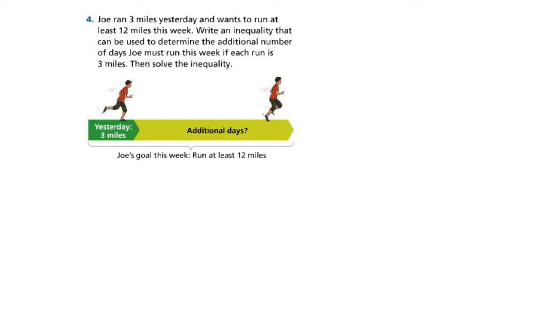Question 4. Joe ran 3 miles yesterday and wants to run at least 12 miles this week. Write an inequality that can be used to determine the additional number of days Joe must run this week if each run is 3 miles.